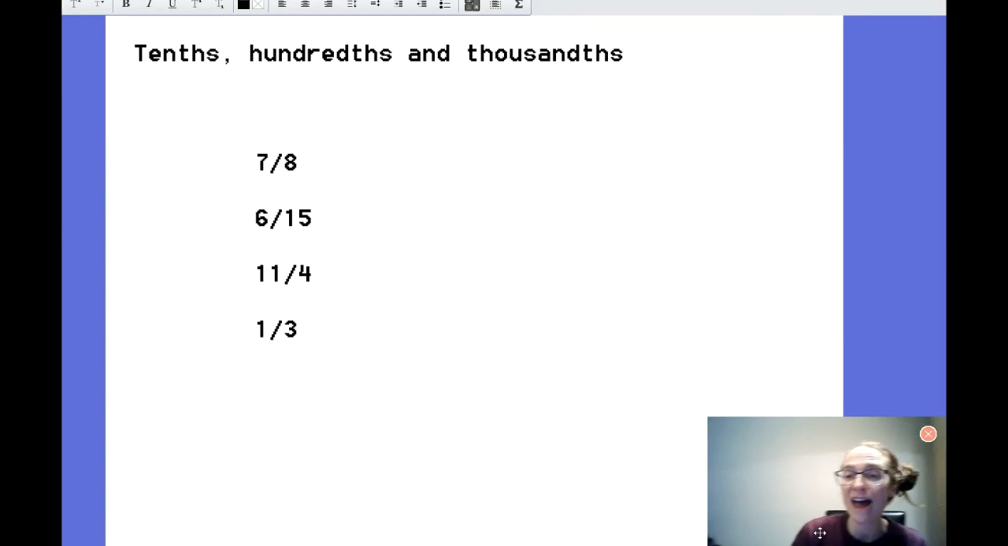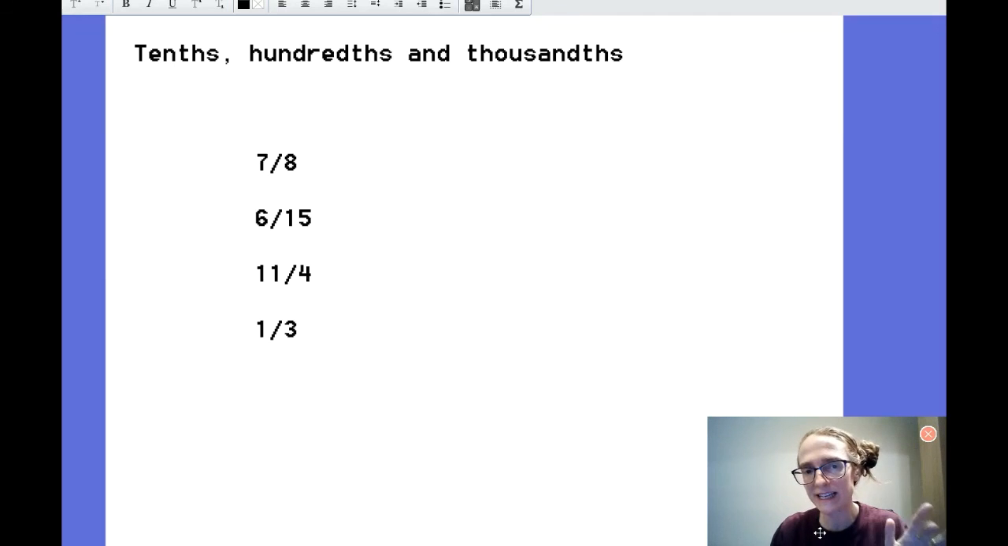So before you go ahead and do your Friday maths challenge, you might want to have a go at some of these to see if you can use division to solve these, or you might use a different method. I've got 7/8, 6/15, 11 quarters. Now 11 quarters is more than 1. So you're going to end up with 1 point something or 2 point something. It's going to be not necessarily a 0 point.